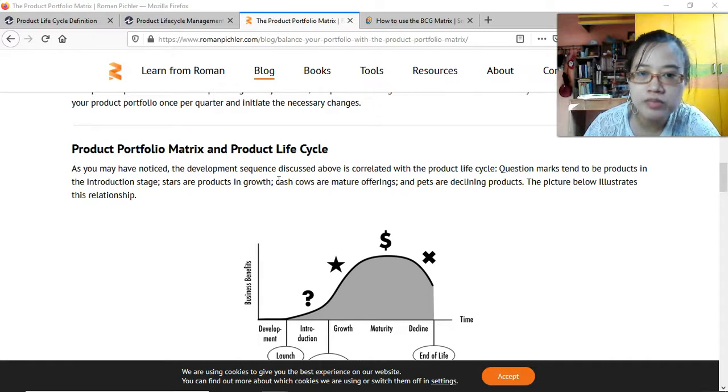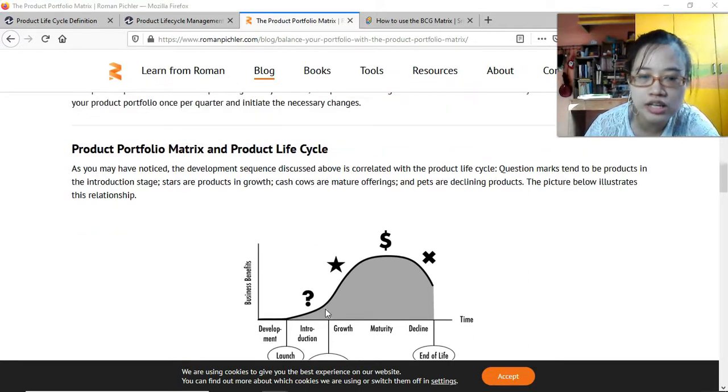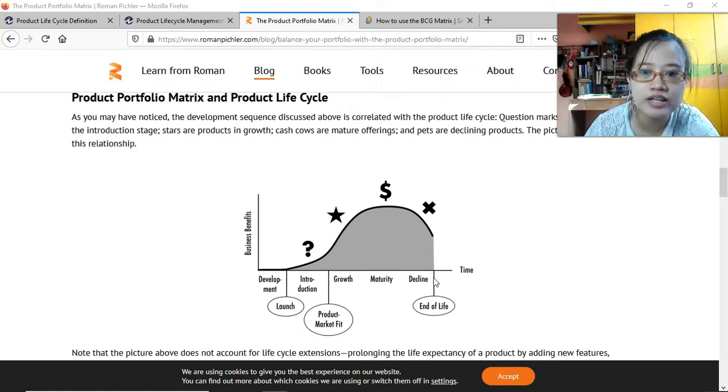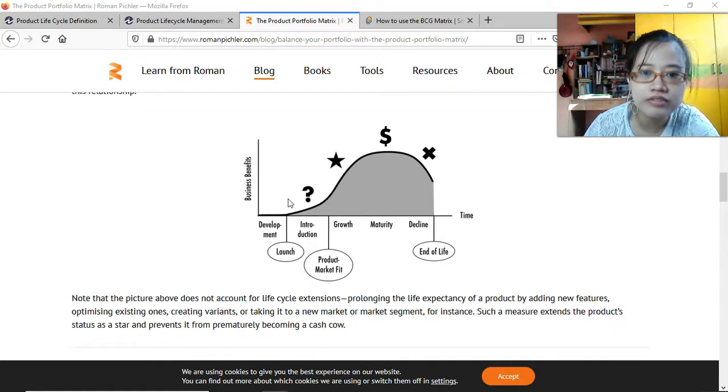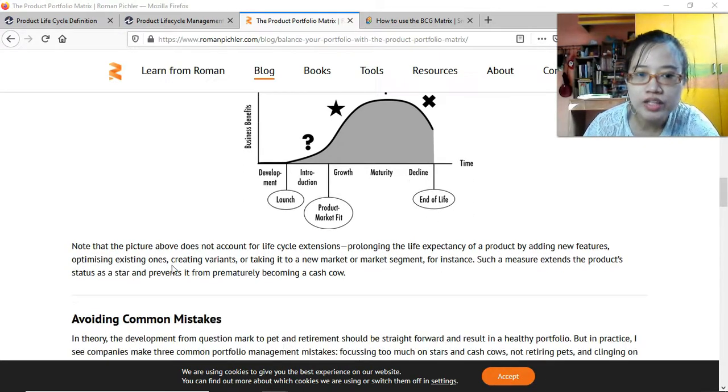The development sequence discussed is correlated with the product life cycle. Question marks tend to be products in the introduction stage. Stars are products in growth stage, and then you have the cash cows, mature offerings, and then the pets are the declining products, right? And then, in development, they could either become stars or die, and then the pets, when they reach the end of their life, also die, right? Note that the picture above does not account for life extensions.